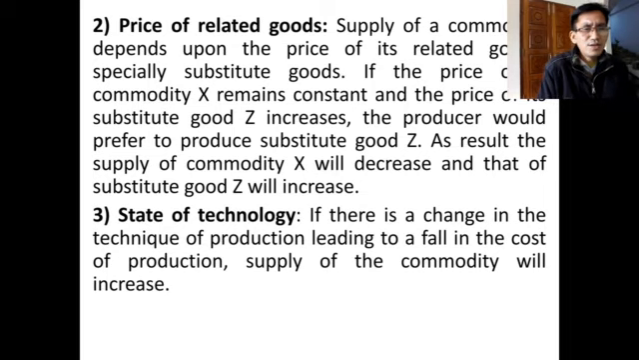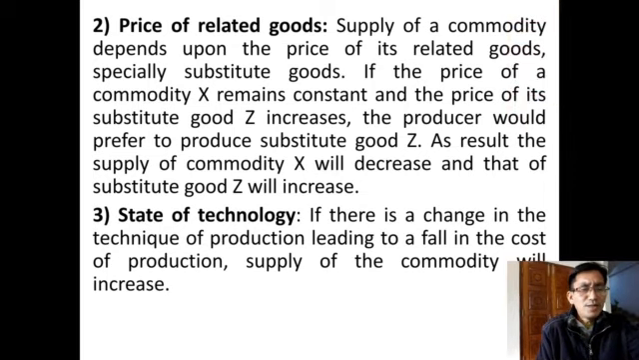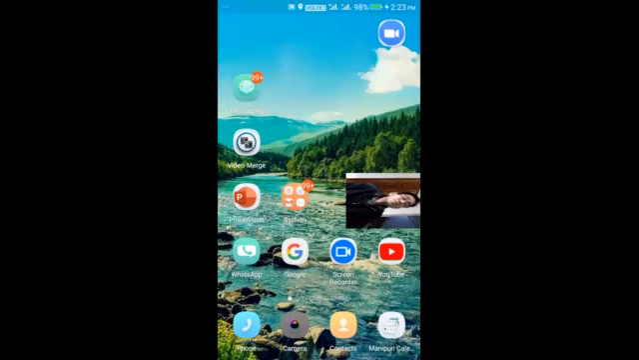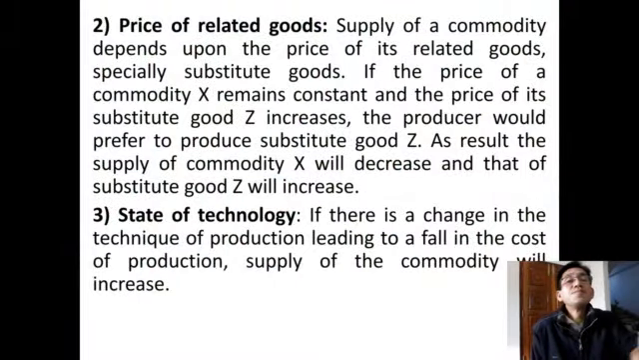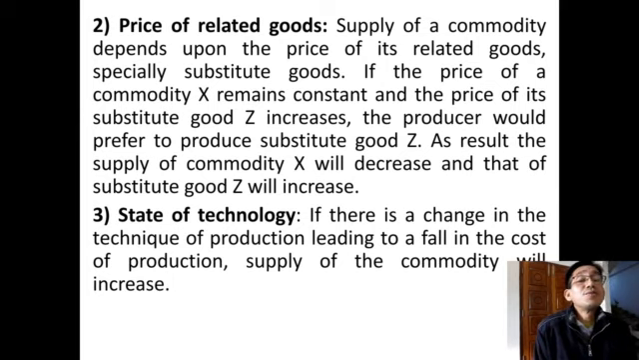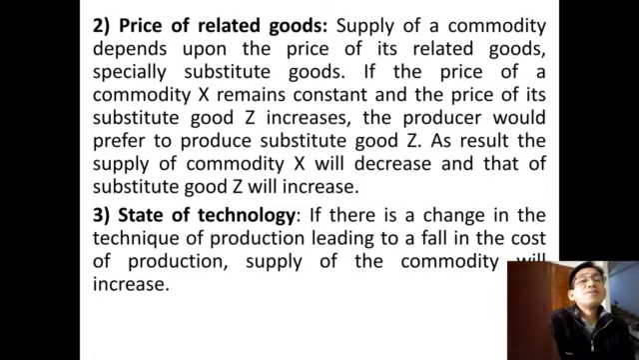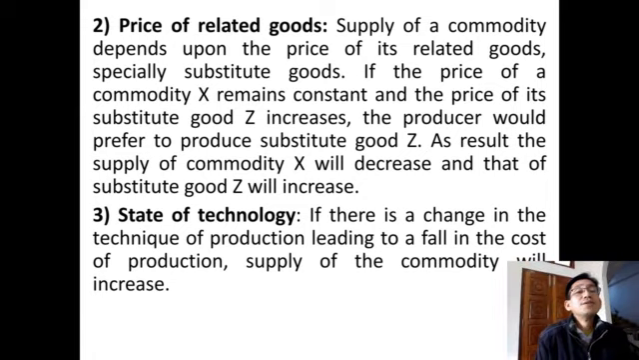Then next, we can also look at the price of related goods. The supply of a commodity depends upon the price of its related goods, especially the substitute goods. If the price of a commodity X remains constant, the supply of a commodity depends upon the price of its related good, especially the substitute good. For example, if the price of a commodity X remains constant and the price of its substitute good Z increases, the producer would prefer to produce substitute good Z.